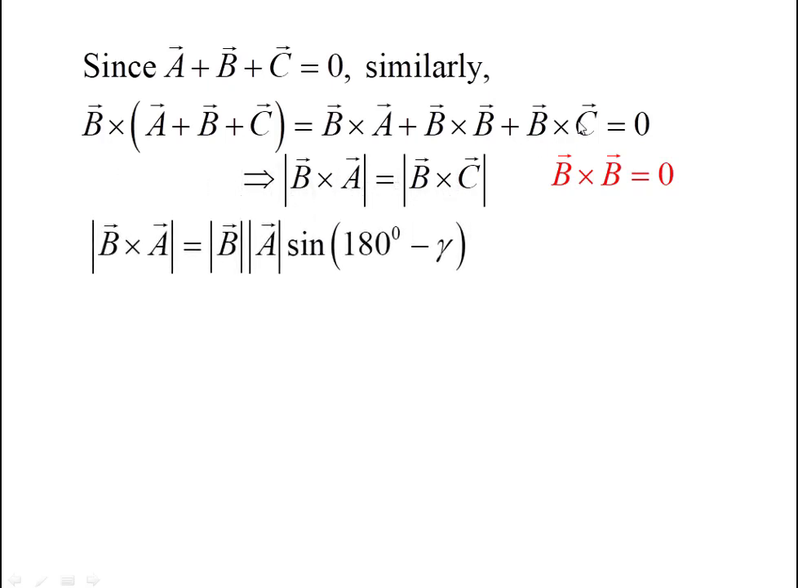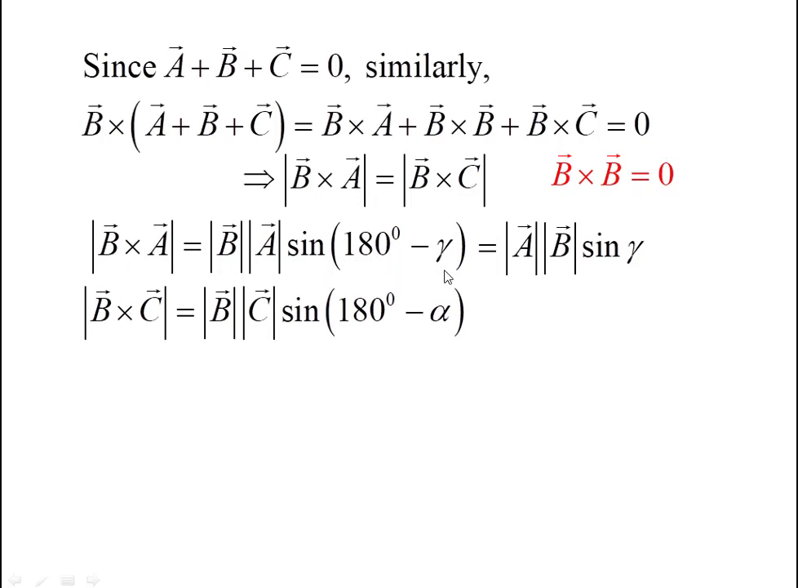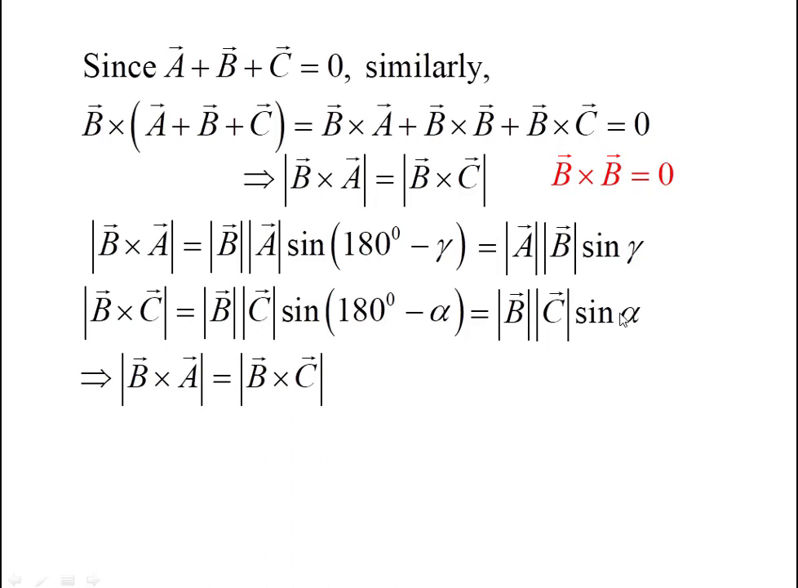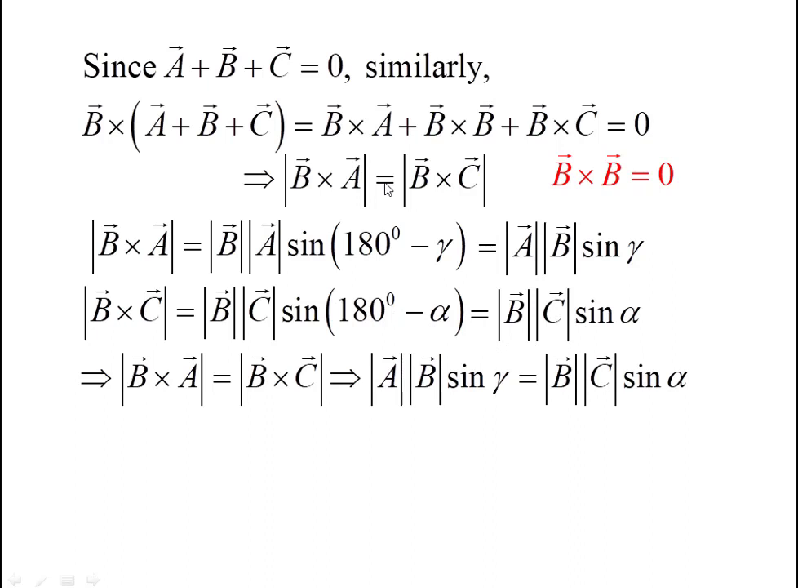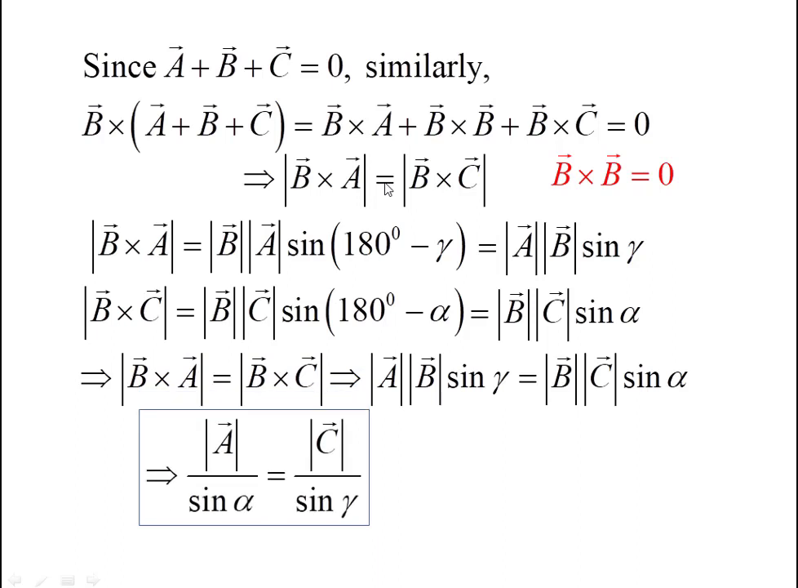So b cross a becomes magnitude of b times magnitude of a times sine of the angle between b and a, which is 180 degrees minus gamma from our previous discussion. So it reduces to this, and the b cross c is the same. It becomes magnitude of b times magnitude of c times sine of the angle between b and c, which is 180 degrees minus alpha, which reduces to magnitude of b times magnitude of c times sine of alpha. So by equating these two, because they must be equal, we get this equation, and upon very small change of positions, we can rewrite that one as magnitude of a over sine of alpha is equal to magnitude of c over sine of gamma.